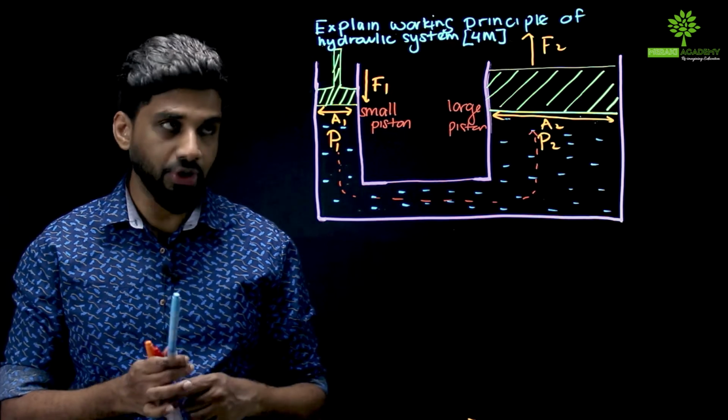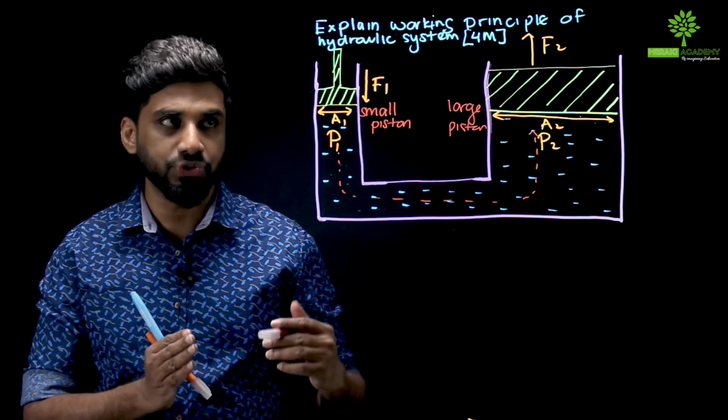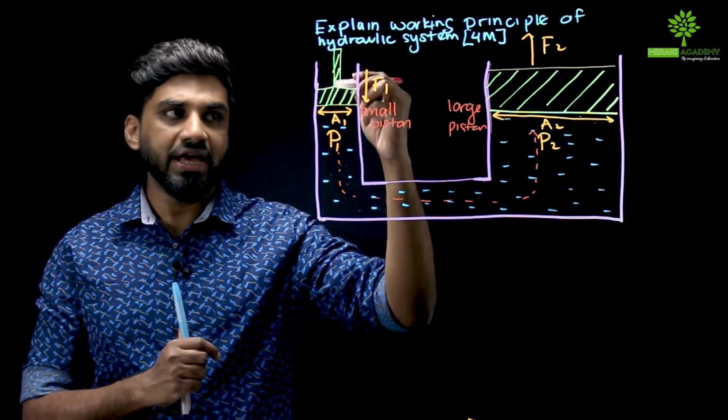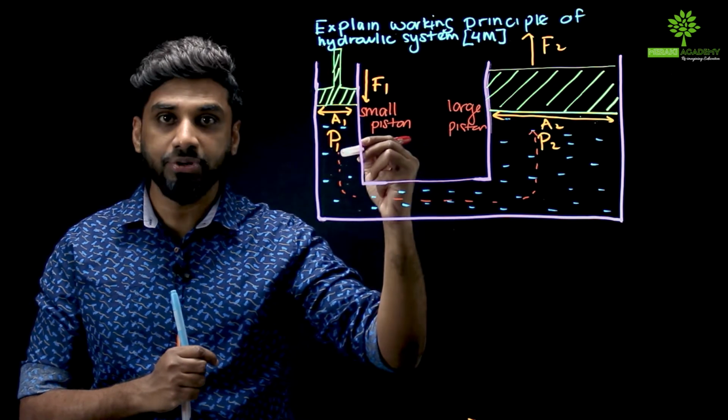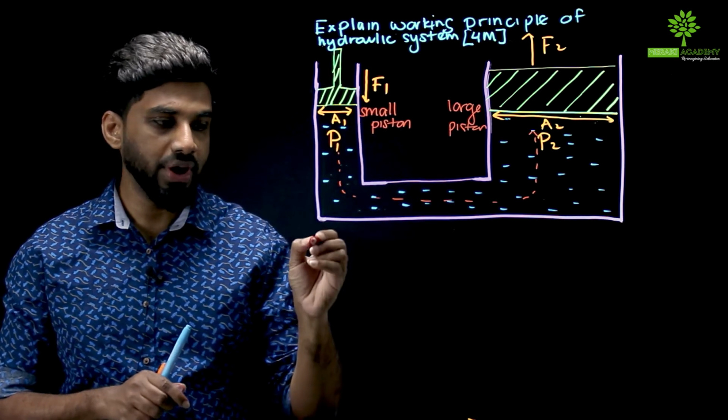Now, first point. What happens here, as I have briefed you in the previous video, is that a force is being applied on the smaller piston, and as you apply it on a certain area, what do we produce? We produce a pressure. So that will be point number 1.